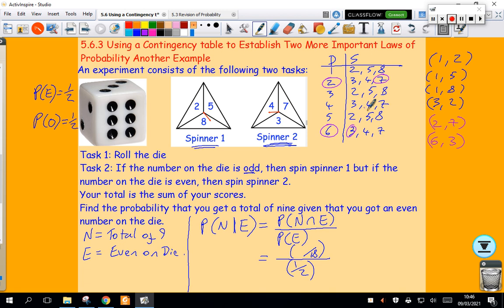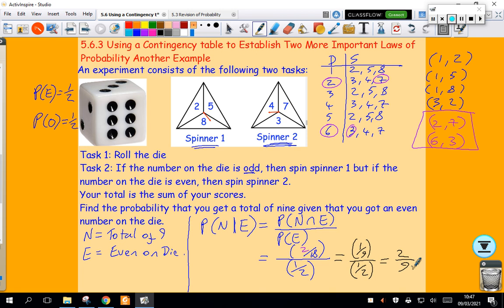4 won't combine with any of these things. We can get 4 and 3, 4 and 4, 4 and 7. None of those will give me a total score of 9. So there's only a 2 in 18 chance, which is a 1 in 9. So I have 1 in 9 divided by 1.5. Keep, flip, change. 1/9 times 2. That's 2/9. So there's a 2 in 9 chance of getting a total score of 9, given that the outcome on the die was even.